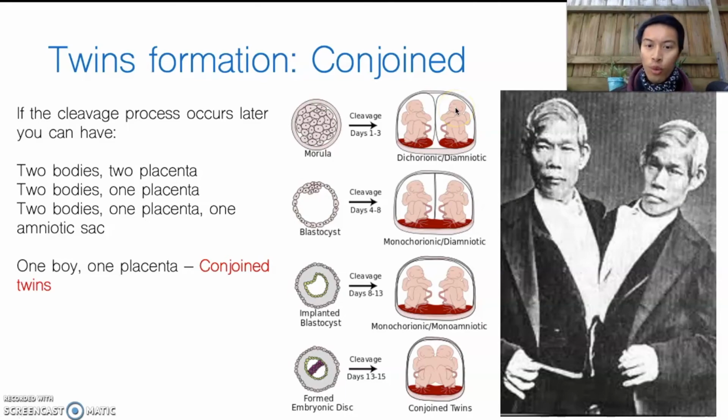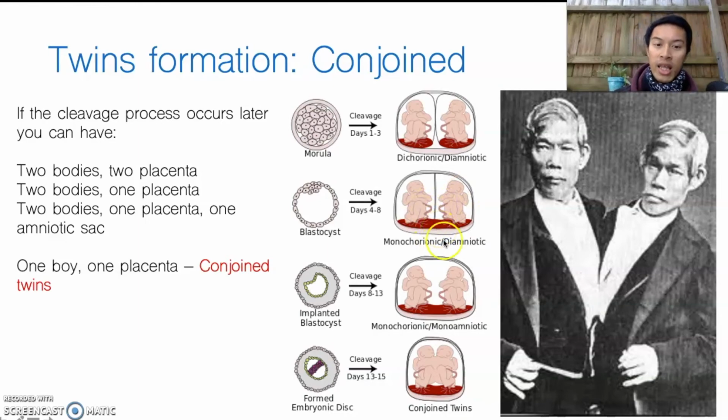If you go a little bit later on, in other words, the cell is a blastocyst already, and it starts to split at day 4 to 8, what you're getting is two bodies sharing the same placental mass, yeah? So what that means is that the same placenta is giving nutrients to two different bodies.